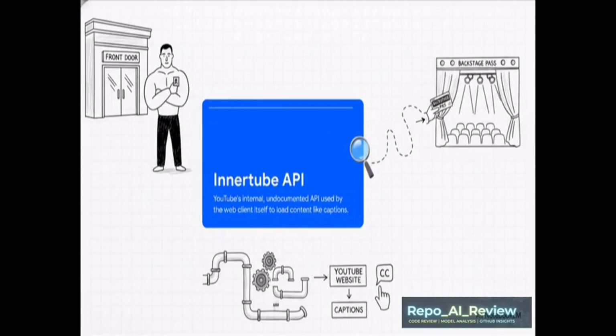Think of it like this. The official API is the front door, right? It has a bouncer, it's checking your credentials. The Innertube API, though, that's the backstage pass that the YouTube website itself uses to load stuff like captions and comments on the fly. This library figured out how to use that same backstage pass to just grab the transcript data directly. Pretty cool, huh?